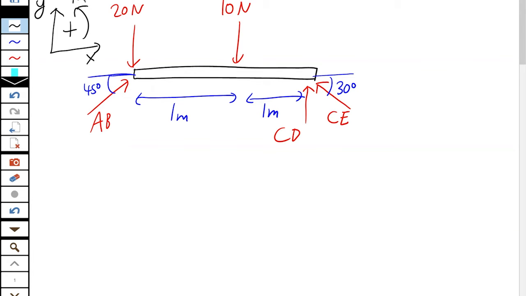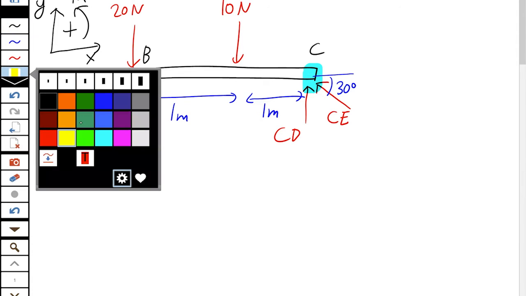So let's start. The first thing we always do is the sum of all the moments. So we take the sum of all the moments around a pivot point is 0. What pivot point do we choose? We choose the pivot point with the most unknowns, which we see as point C here. B has only one unknown, but C has 2. So we take the sum of all the moments around C is 0.